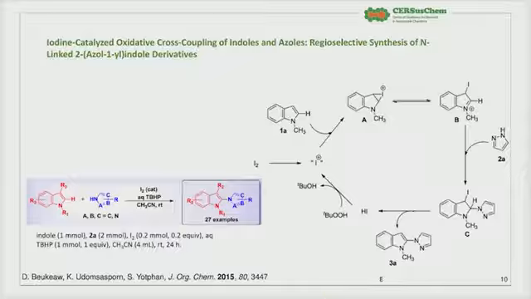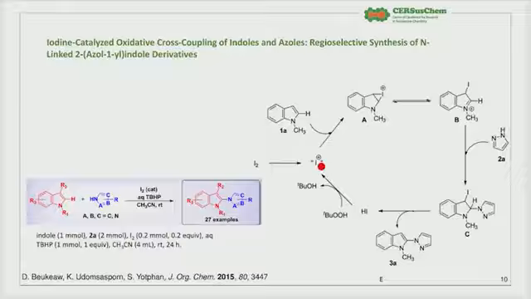The third article on that topic is by Yutpan and co-workers, where they use indoles and five-membered N-heteroaryl compounds for C2 position carbon-nitrogen bond formation. The mechanism they proposed for this transformation is that molecular iodine, under the reaction medium, or as we already mentioned, in the presence of tert-butyl hydroperoxide, forms the I plus species, which is an electrophilic iodine species.